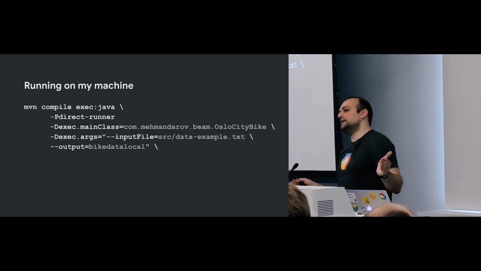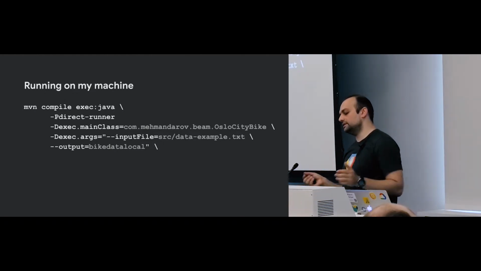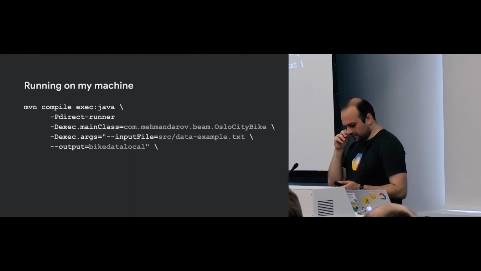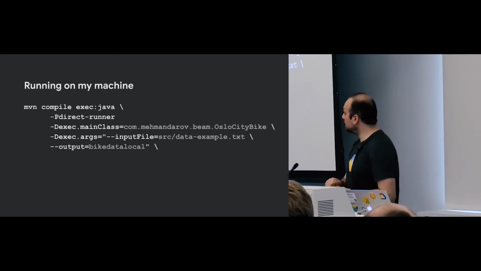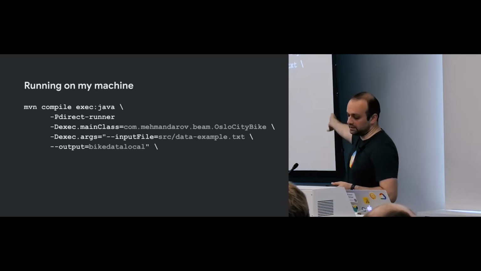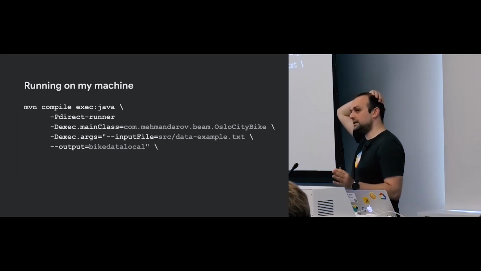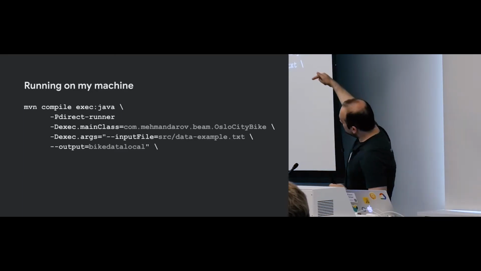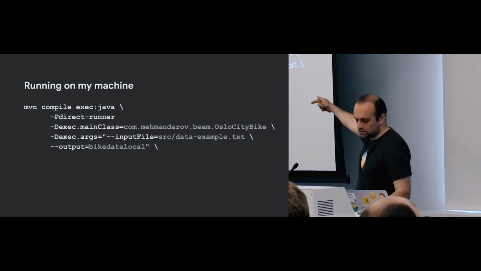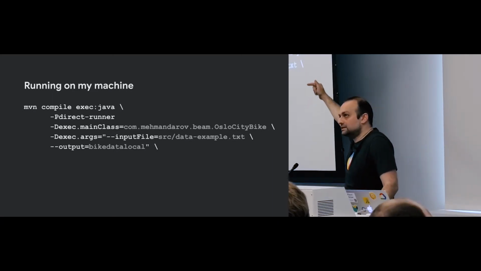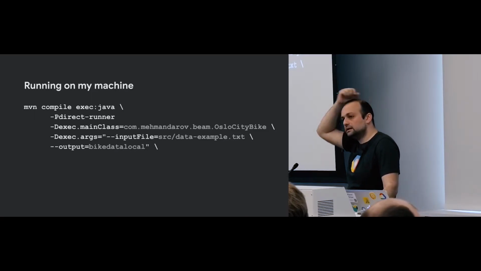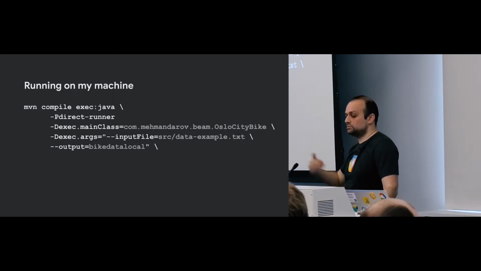So say you write that simple pipeline with ParDos and everything, then you want to run it. The way you run it is like this. You run it with Maven. With Python, it will be a little bit different. But the point is that it has a few options. One of the options is the direct runner. Then you define your main class, where the main method is, which has to be run.